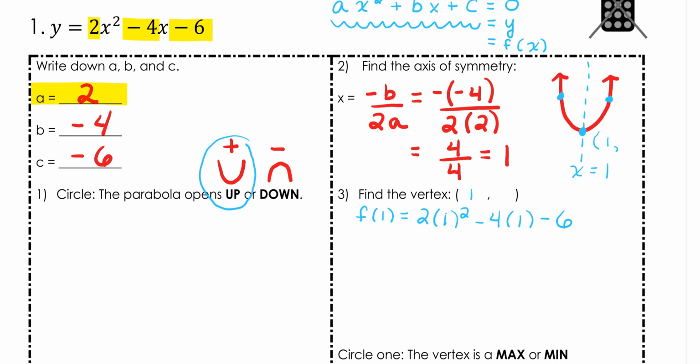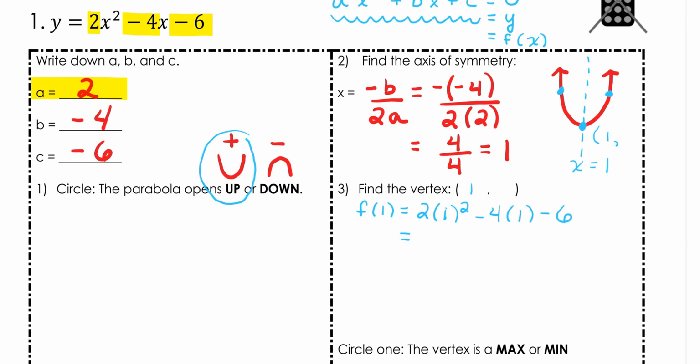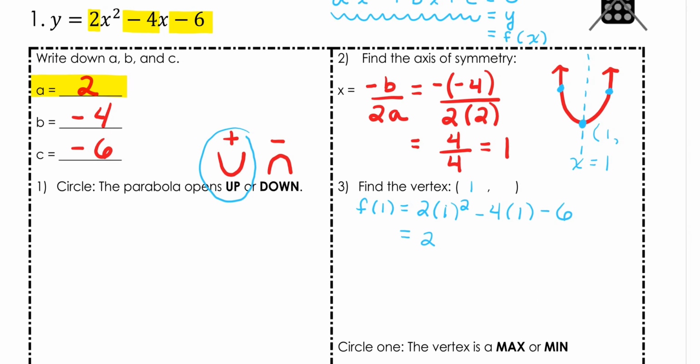Okay, let's go to the next step, start evaluating this. I'm going to do the 1 squared first. So 1 squared is 1. Minus 4 times 1, so that's minus 4. And then minus 6. Next step, I'm going to multiply 2 times 1, so 2 minus 4 minus 6. 2 minus 4 is negative 2. Minus 6 is negative 8.